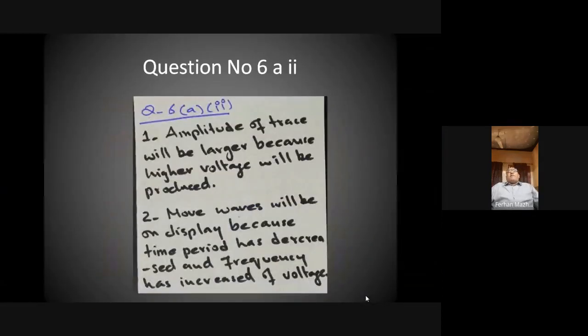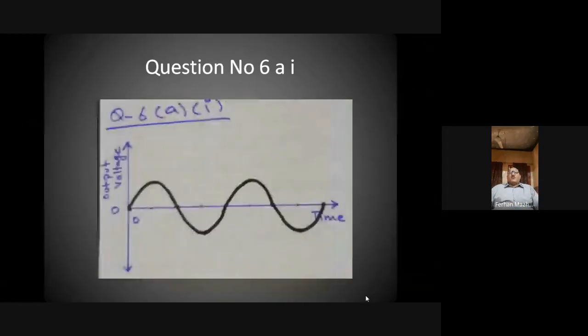The amplitude of the trace will be larger because higher voltage will be produced. When the coil rotates faster, higher voltage will be created. More waves will be on display because the time period has decreased and the frequency of the voltage has increased. This last one is a little tricky. The time period will become smaller and the frequency will become larger, so on the display there will be more waves.